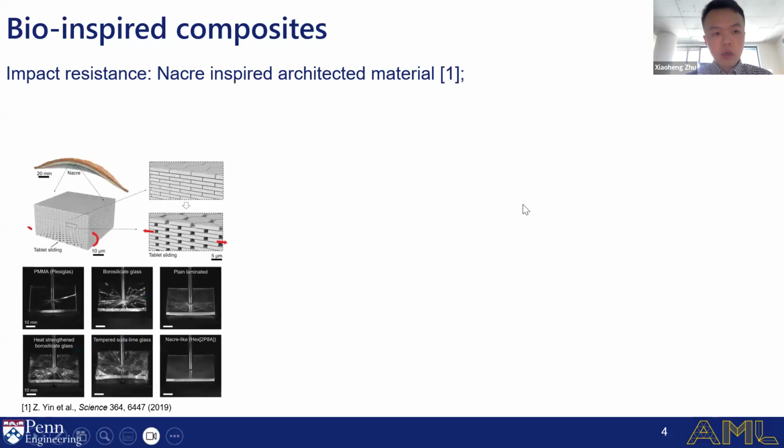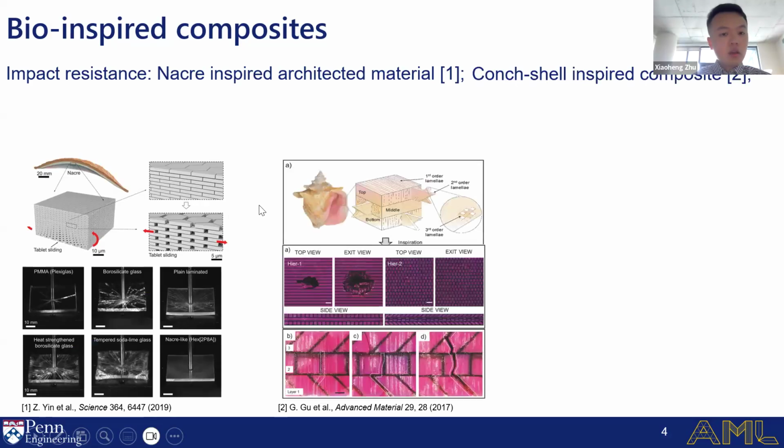So for the bio-inspired composites, there are several examples, like the bio-inspired composites with high impact resistance. This one is from Basler's group. This is the nature-inspired architected materials with enhanced impact resistance. Another example is the contour-inspired composite. It's very similar. It's using the heterogeneity to deflect the crack propagation and improve the damage tolerance.